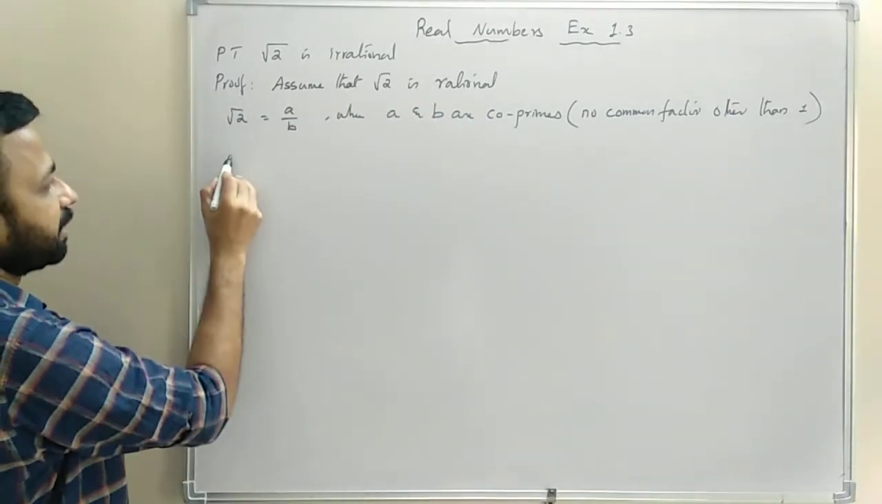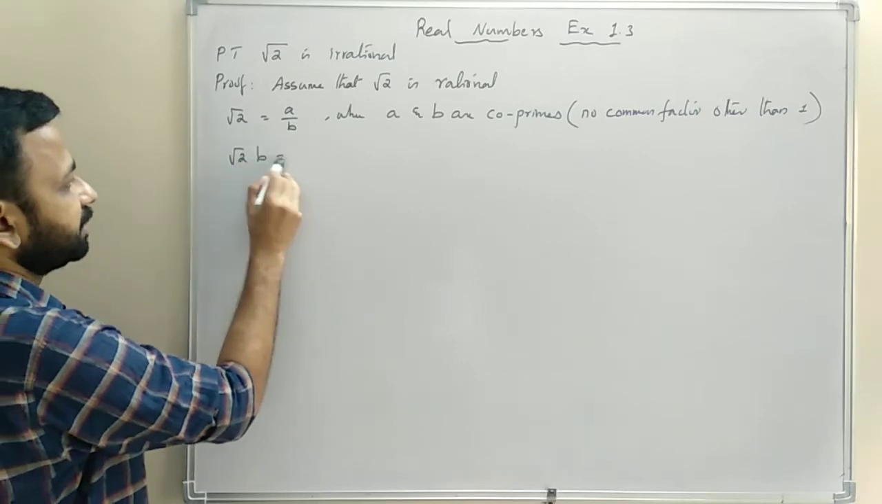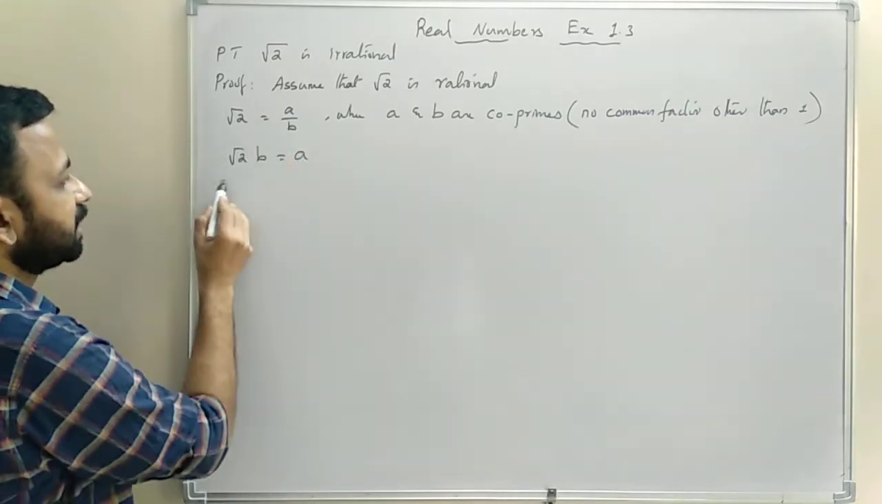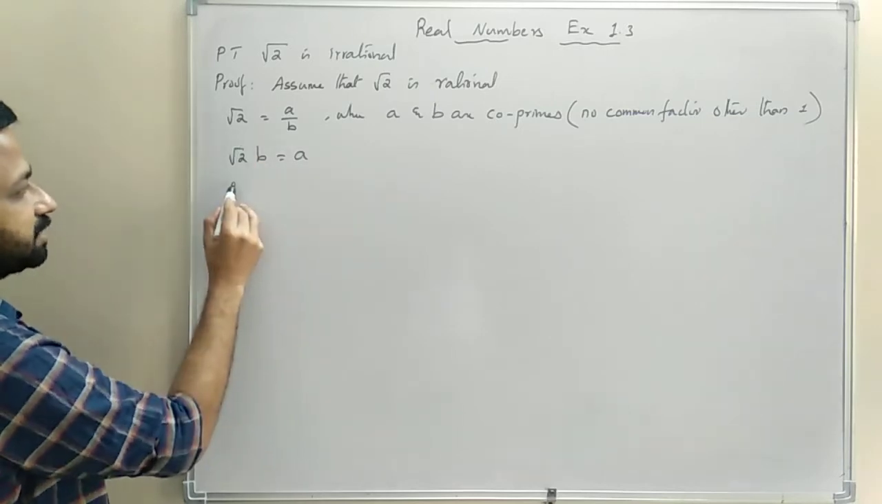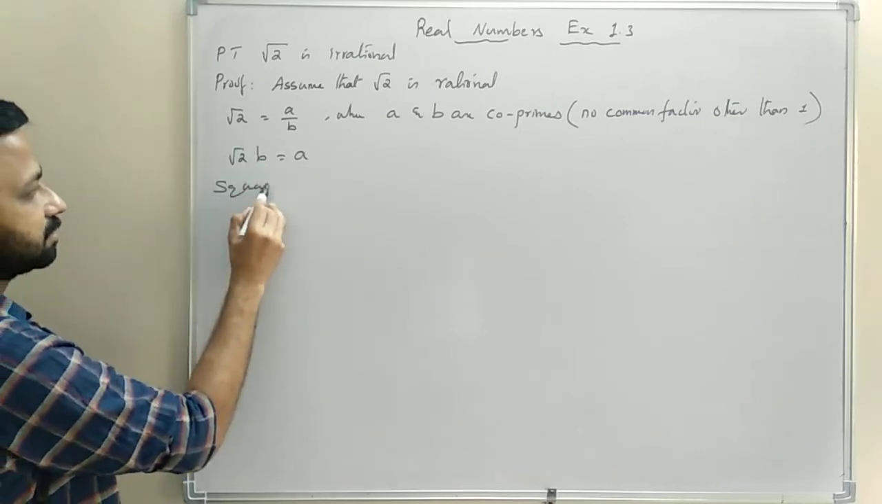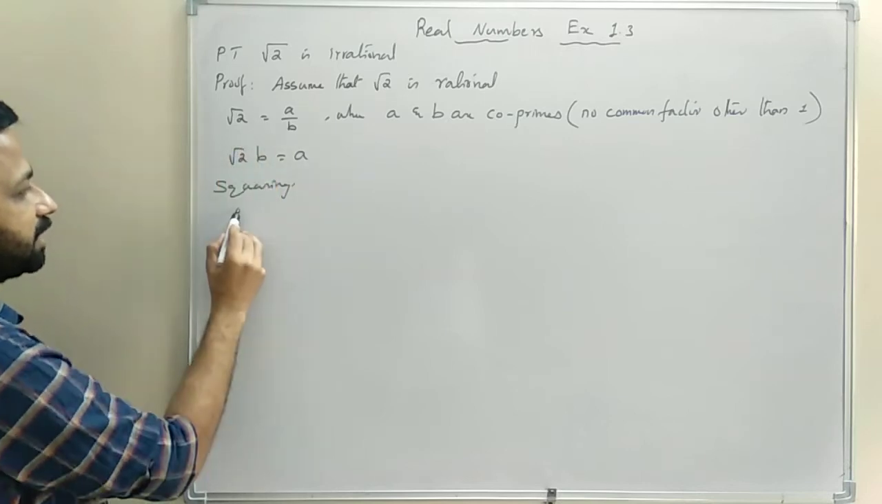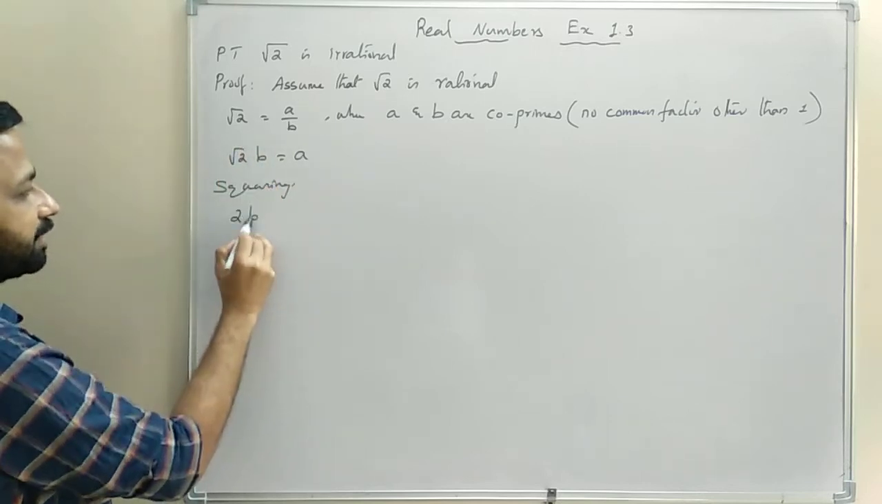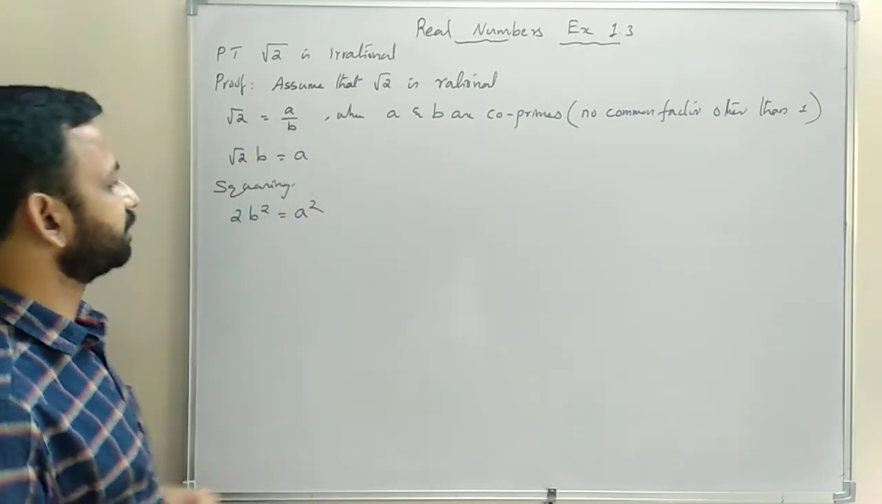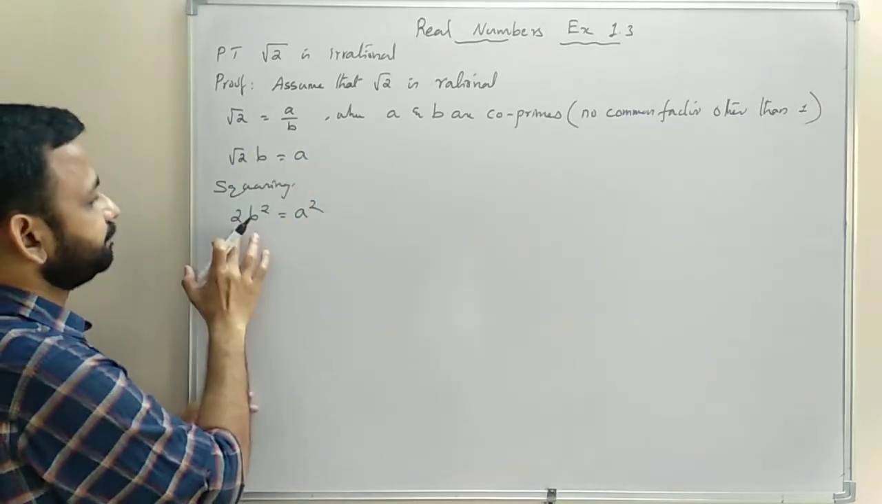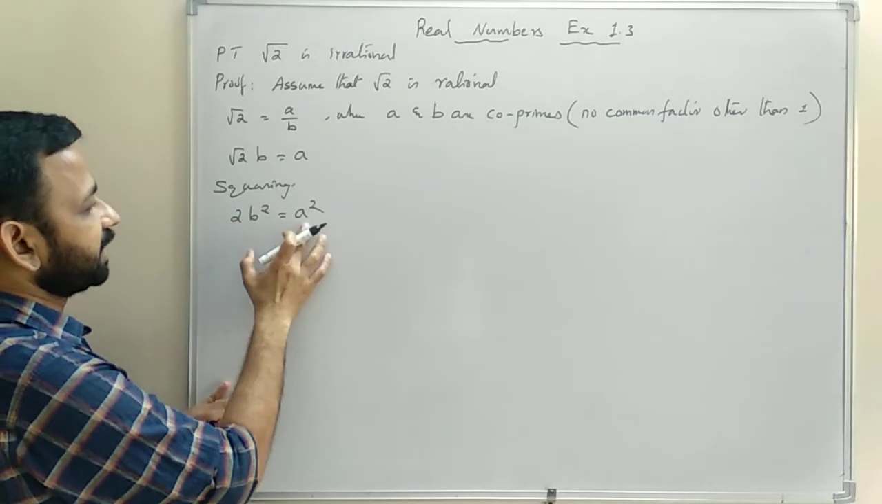Now we can cross multiply. Therefore root 2 b is equal to a. Then squaring both the sides. Root 2 square, that is 2b square, is equal to a square. Squaring both the sides, 2b square equals a square.